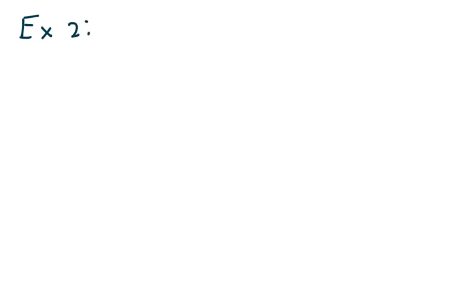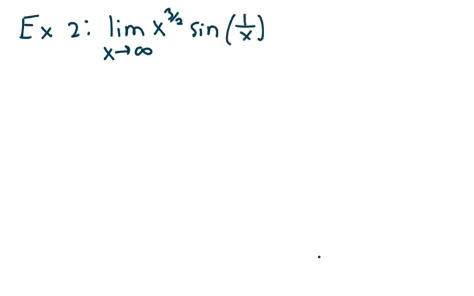Now, suppose I had this one. So we'll continue along this same theme. And suppose I had the limit as x goes to infinity of x to the 3 halves sine of 1 over x. Now, this limit in its present form has indeterminate form of type infinity times 0. And we don't want that, okay?